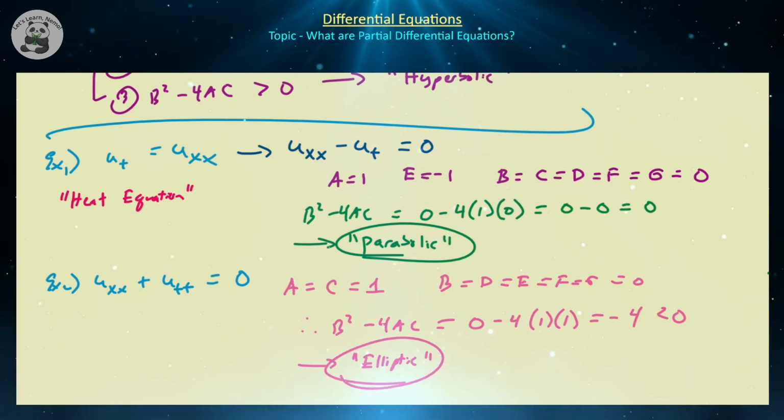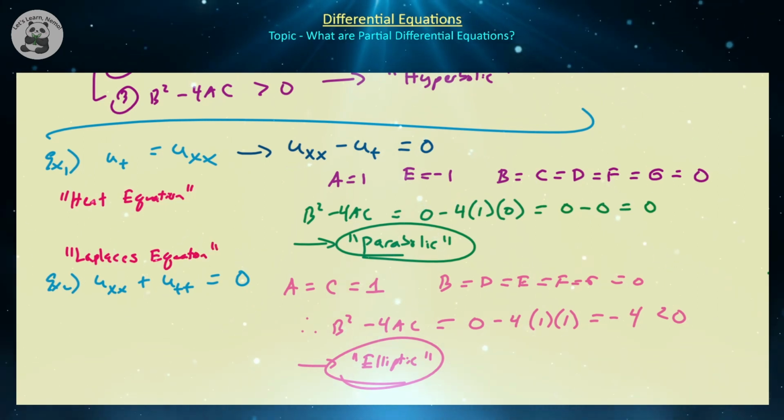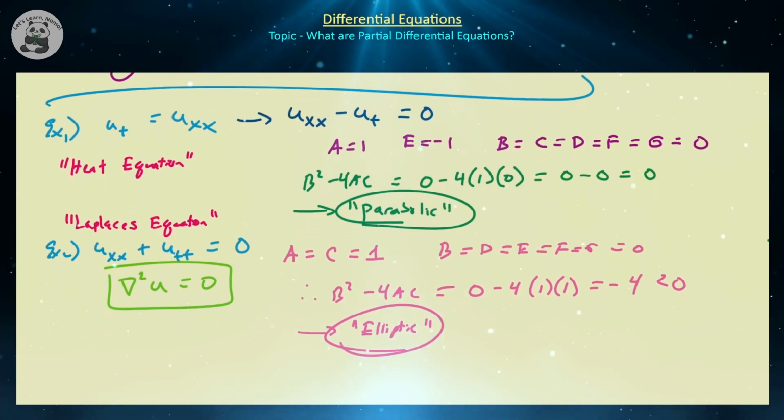And this equation has a name. This is called Laplace's equation. It should look familiar, at least from multivariable calculus, because this is practically the Laplacian operator of u. Sometimes people will write it as so.